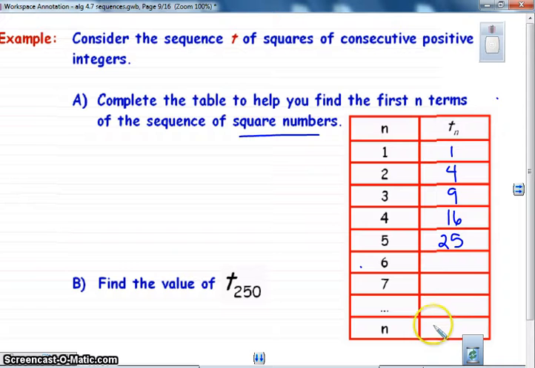And then our last one down here should be n squared. And the question says, well, what is the 250th term? The 250th term is going to be equal to n squared, or 250, and we are going to square that, which gives us a value of 62,500.